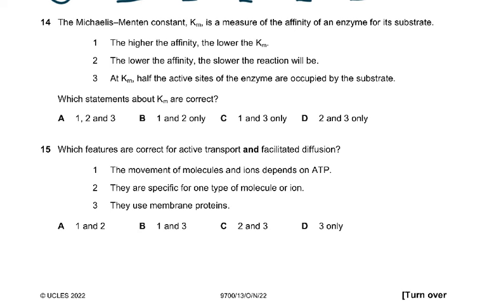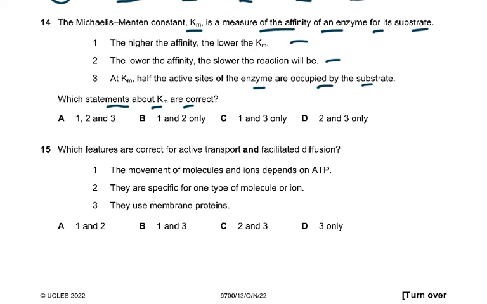The Michaelis-Menten constant Km is a measure of the affinity of an enzyme for its substrate. The higher the affinity, the lower the Km. The lower the affinity, the slower the reaction will be. At Km, half the active sites of the enzymes are occupied by the substrate. Now, which statements about Km are correct?